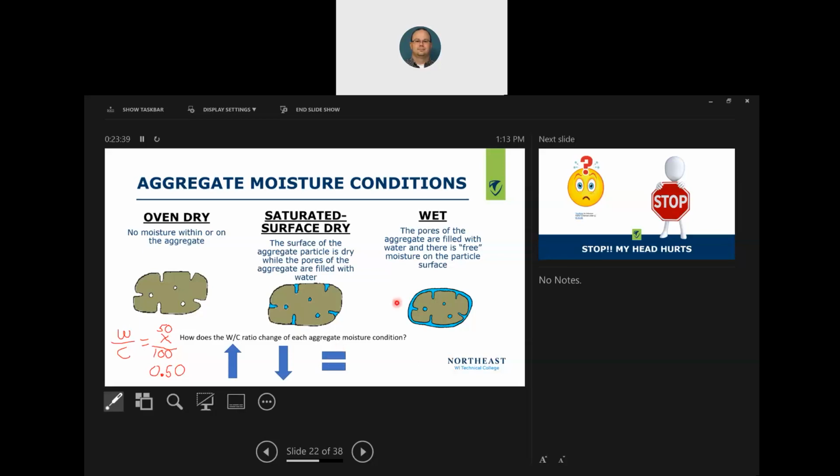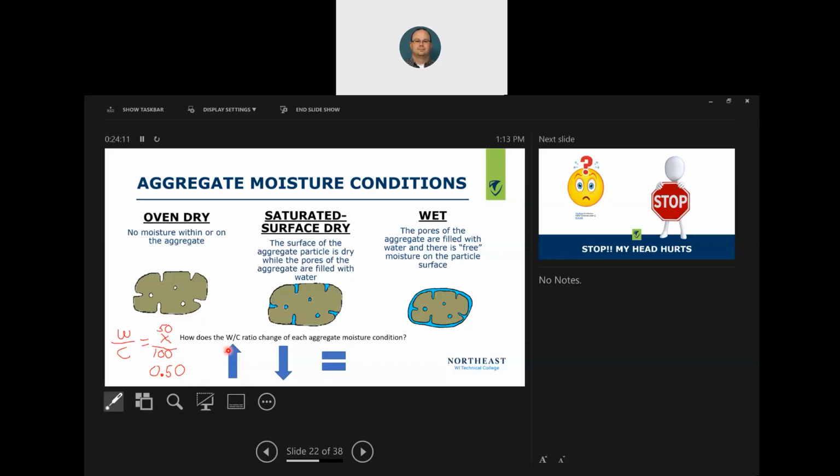Okay, now let's go to the wet condition. Our aggregate pores are filled and we have excess water on there. So what happens to the water cement ratio? Now we have excess water plus we added 50 pounds, so we go up to 80 pounds of water because we have all this excess water. It rained all night. So what's going to happen? 80 divided by 100, our water cement ratio goes up, and we do not want that to happen.